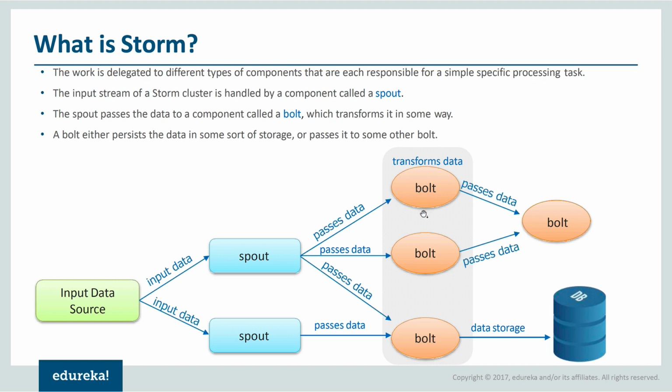So this guy did not persist anything. The last guy, suppose he checked whether this candidate was selected or not, and if he was selected, he just saves it down to a database. So this is what all Storm is about. There are only 2 main components that you need to worry about. One is spout, one is bolt.